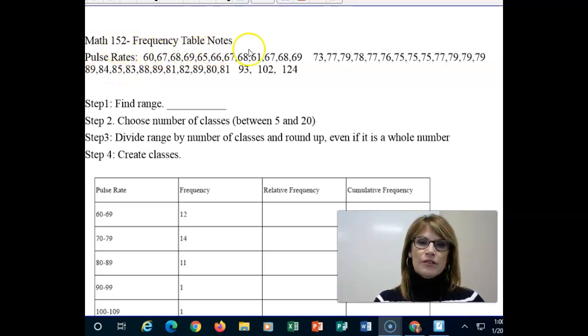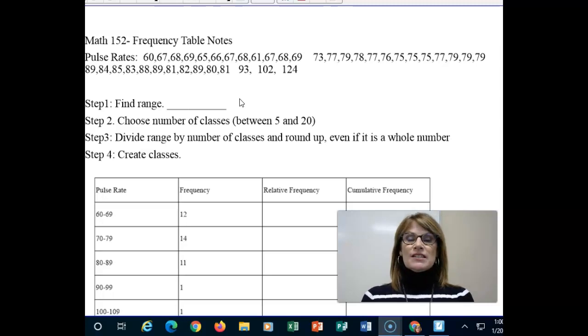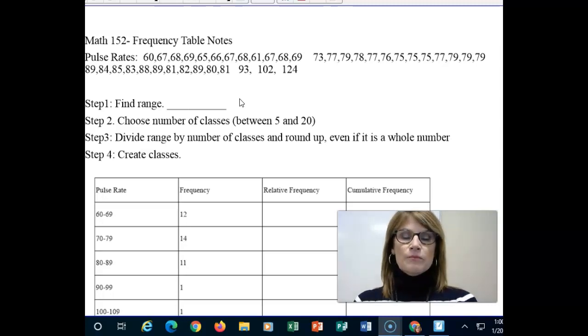Suppose we have the pulse rates taken of 40 different people, and we want to make a frequency table. A frequency table is really just a table that gives counts in some kind of order that makes sense. And so our first step is to go through to figure out how many classes we need, how many rows that we need in our table.